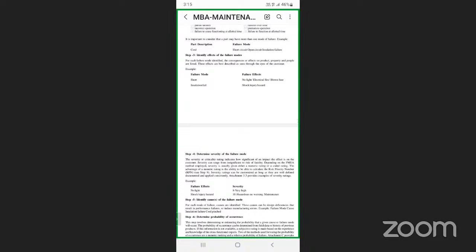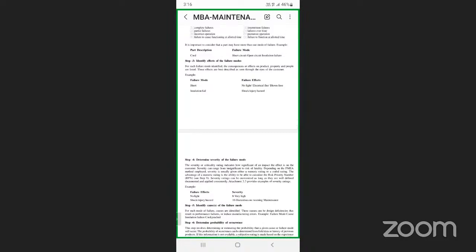So here we are finding out the severity of the failure mode, and we are trying to give it some number. That number is known as the risk priority number. So based on the priority, we will consider the case. We will consider the repairing services, right?